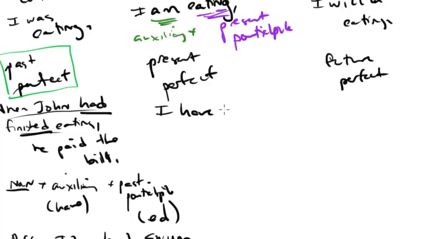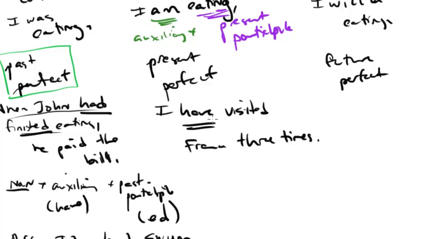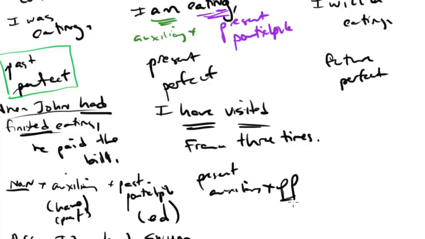Let's do this. Visited France 3 times. Here it's an auxiliary, present tense auxiliary. A present auxiliary plus past participle.